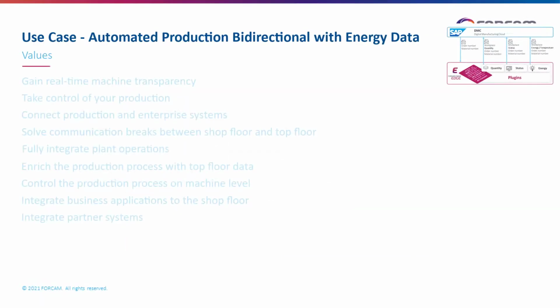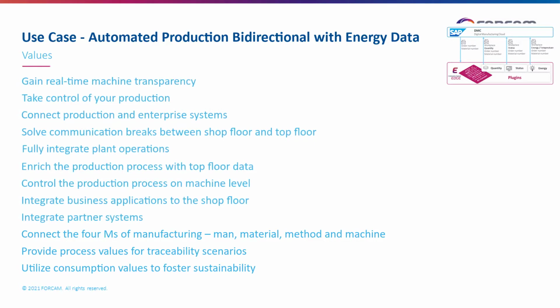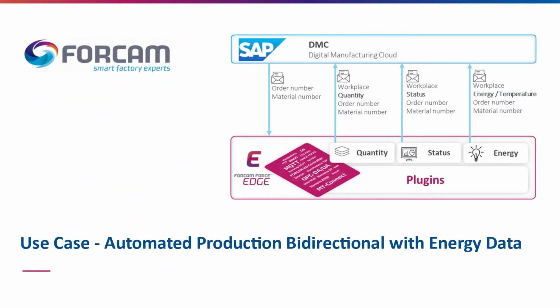So what are the additional values of our use case automated production bidirectional with energy data? Connect the 4 M's of manufacturing: man, material, method, and machine. Provide process values for traceability scenarios. And utilize consumption values to foster sustainability. And this concludes our use case automated production bidirectional with energy data.